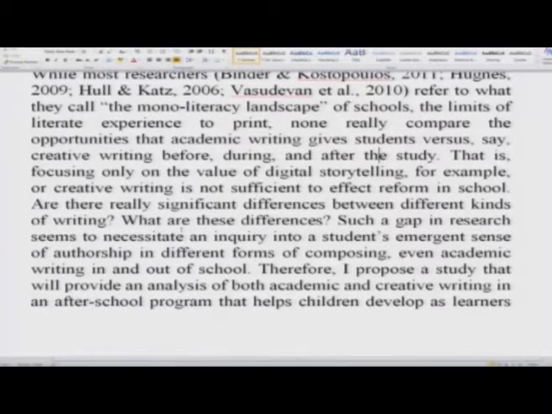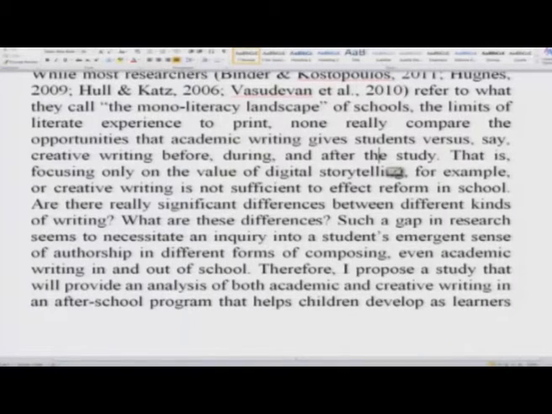That is, focusing only on the value of digital storytelling, for example, or creative writing is not sufficient to effect reform in school. Are there really significant differences between different kinds of writing? What are these differences? Such a gap in research seems to necessitate an inquiry into a student's emergent sense of authorship in different forms of composing, even academic writing in and out of school. So, the writer here adds another dimension. So far it has been about creative writing, I am going to look at academic writing as well.